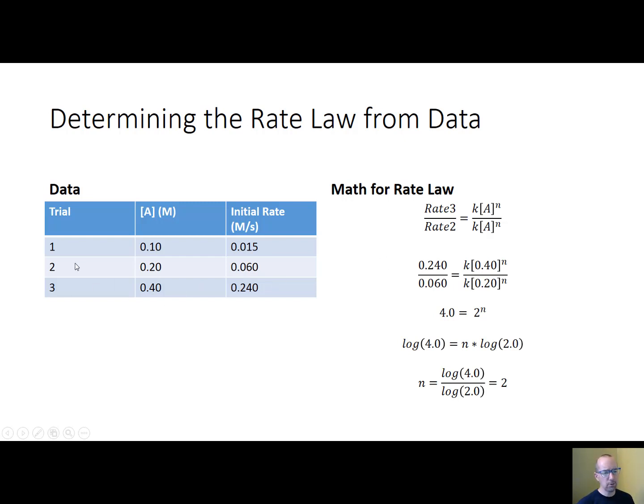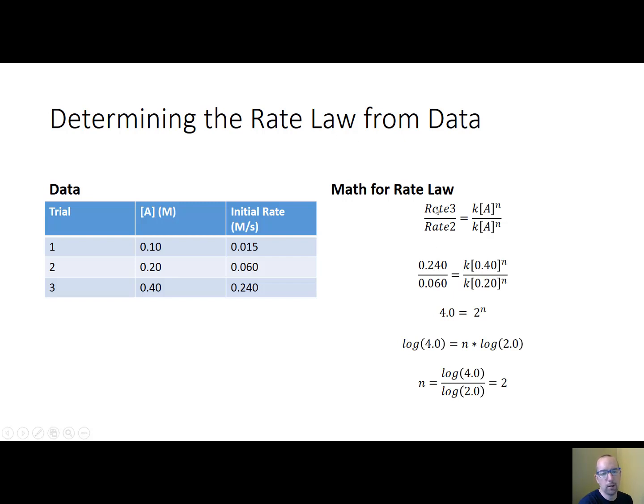I'm going to pick any two trials here. It doesn't matter which two. I'm going to pick 2 and 3. I could just as easily have picked 1 and 2. And I'm going to put 3 on top, 2 on the bottom. Again, it doesn't matter, I could have put 2 on top and 3 on the bottom. But this way I have positive numbers that are larger than 1, so I like doing it this way.